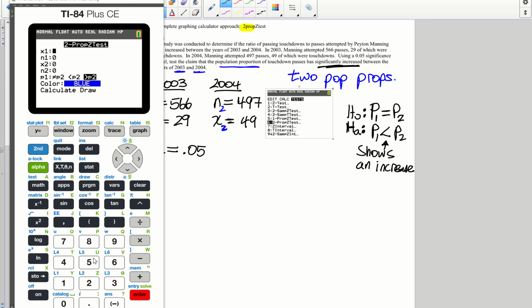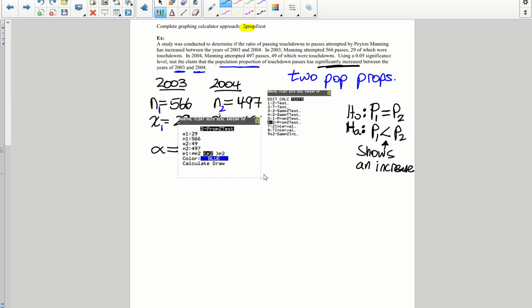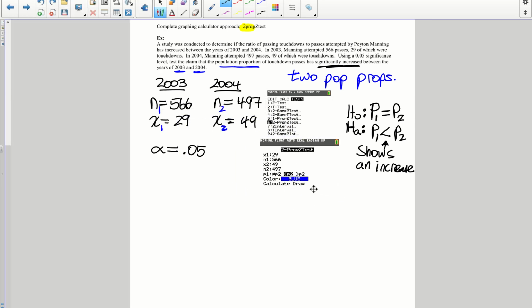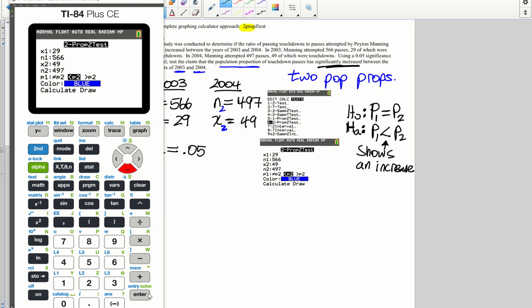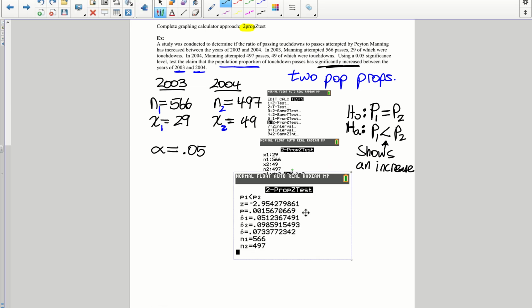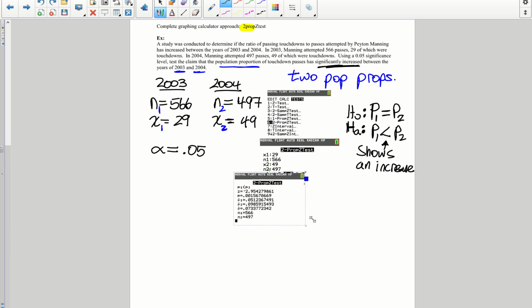All right, so 29, so I'm typing in the 29, the 566. The 49, the 497 in those orders, and then I want to select a less than symbol. And then we go to calculate. And again, all we're pulling out of this is the p-value. And you see, it gives us a lot more information, but again, there's only so much I care about.